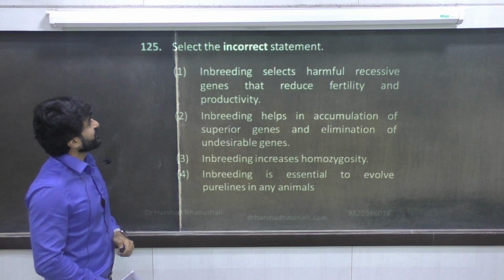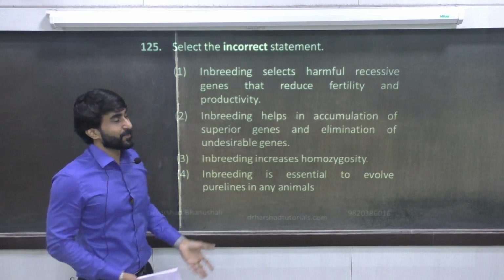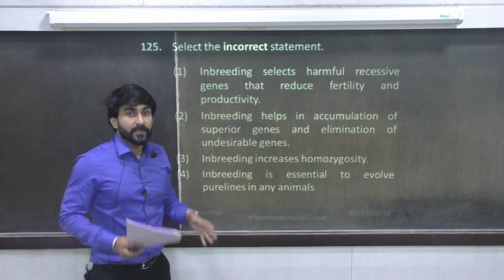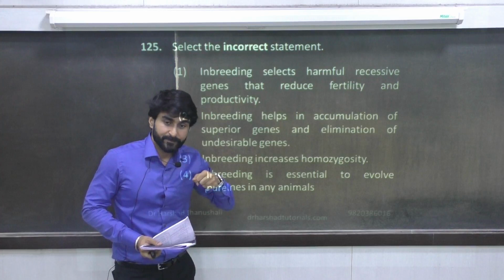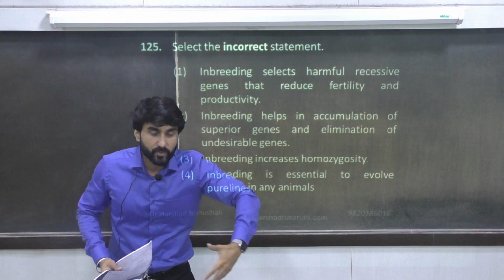Question number 125. Select the incorrect statement. Again, a very straightforward question, because the very first statement they give you is incorrect. Now, we all know that inbreeding is a method for improving plant species. It is a method of improving animal species. And in inbreeding, what we do is we select the ones which are fit and we cause them to mate. The reason we do that is so that we can get more homozygous individuals, so that we can get better species, so that we can get pure lines.